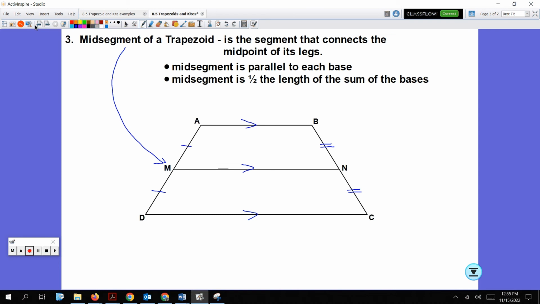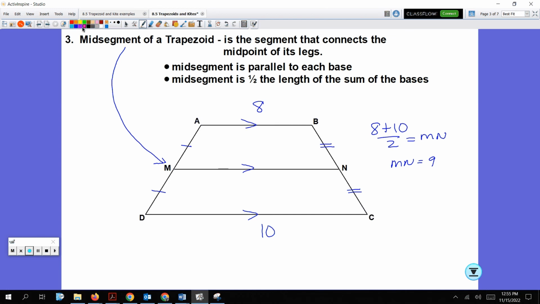I'm just going to throw some numbers in on top of this trapezoid. If I know that this is 8, and this is 10, what I do is I add the numbers together. 8 plus 10 divided by 2 equals MN. Well, 8 plus 10 is 18, divided by 2 is 9. So MN equals 9.